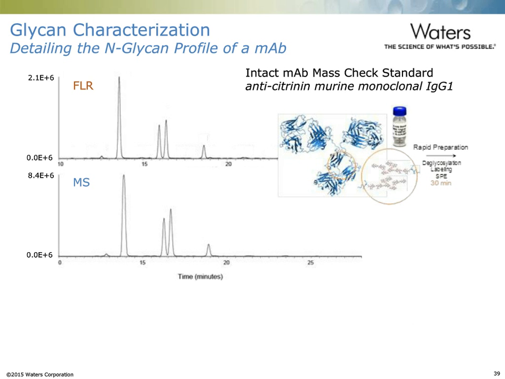This is an anti-citrullin murine IgG1, which is available from Waters as the intact mAb mass check standard. RapiFluor-MS-labeled glycans were prepared using the new N-glycan kit, then analyzed by high-resolution UPLC HILIC separation, fluorescence detection, and MS as well as MS/MS. The displayed chromatograms show the fluorescence and base peak intensity MS chromatograms obtained in this study for RapiFluor-MS-labeled N-linked glycans resulting from only 0.9 micrograms of the mAb.